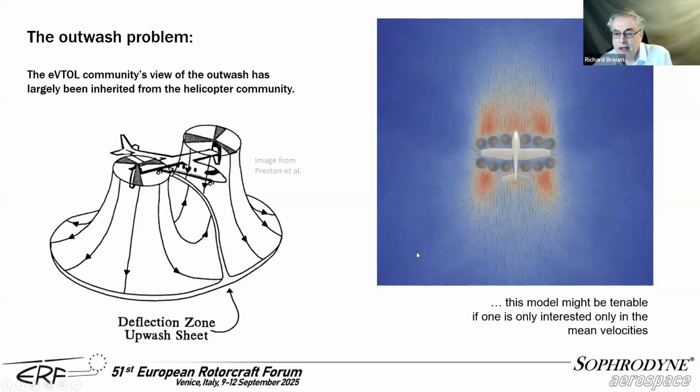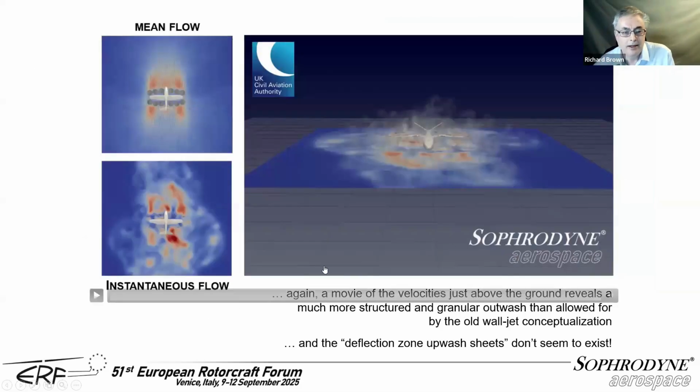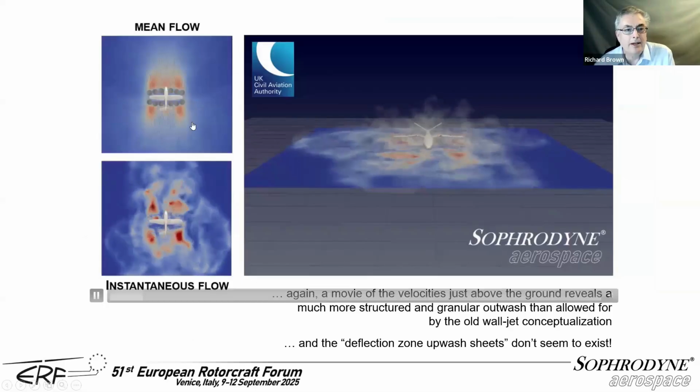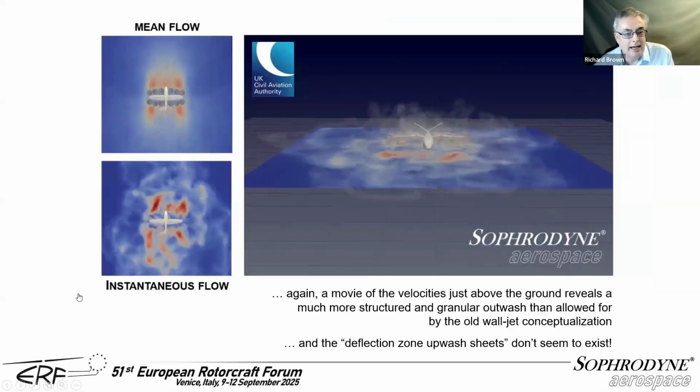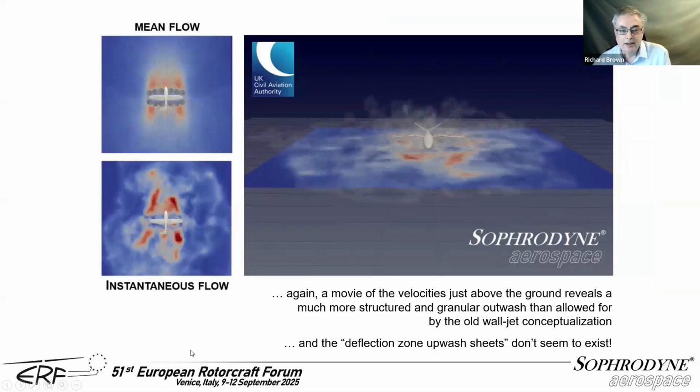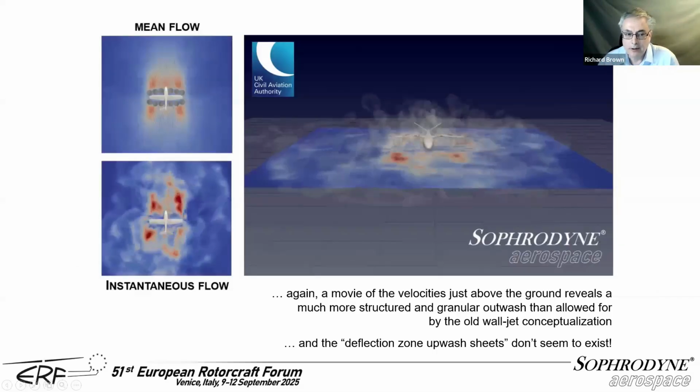Now, it turns out that this particular idea is also only tenable if one is interested only in the mean velocities. You can see that you end up with a nicely defined mean, and that mean has the kind of lateral symmetries that you would expect from the lateral symmetry of the aircraft itself. But again, if you go to the unsteady case and you look at what the simulations give you, then that whole mean flow is very difficult to identify within the pattern of instantaneous flow that develops out across the ground.